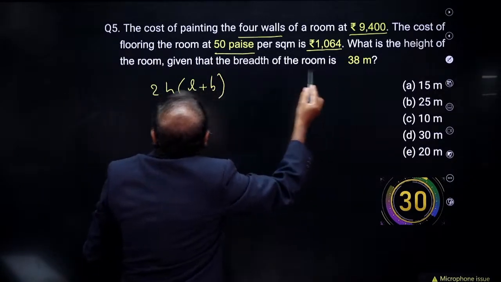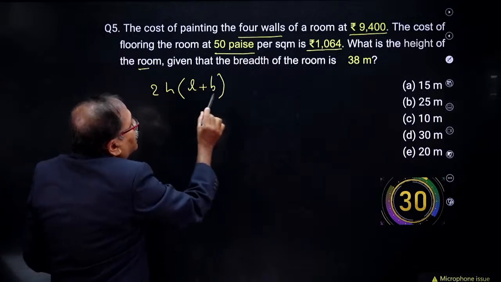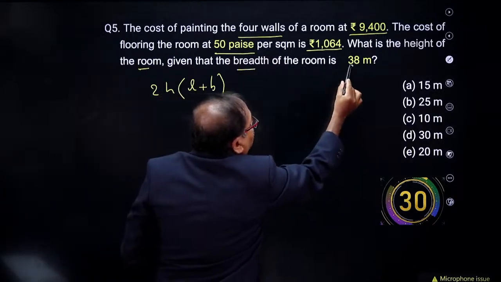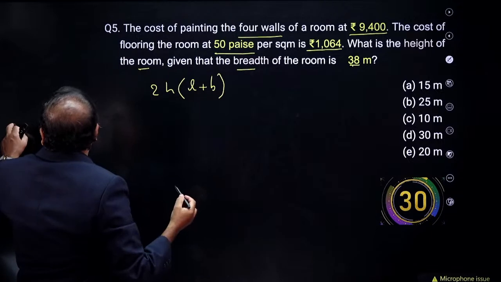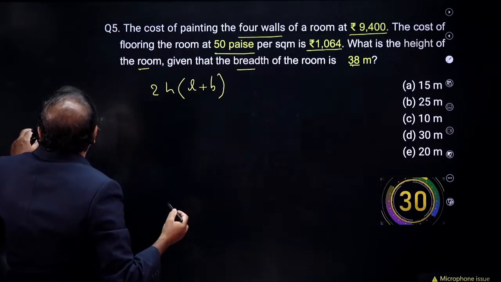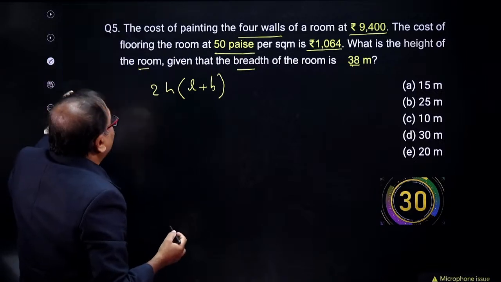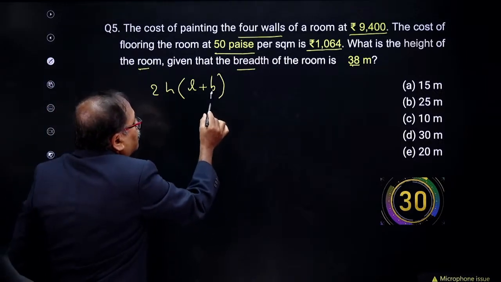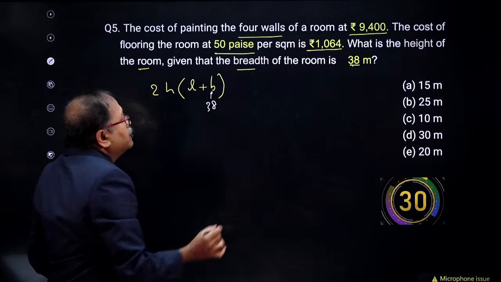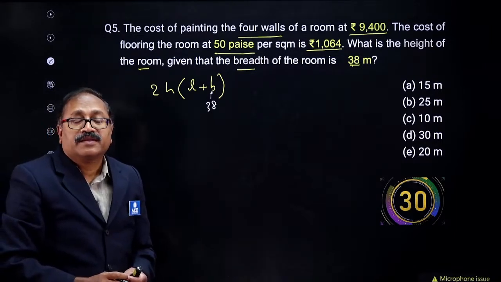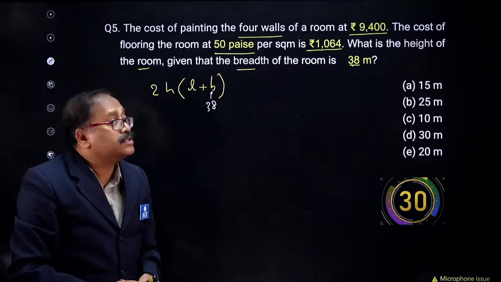Now what is the height of the room, given that the breadth is 38? We already have this breadth, and it is given to us as 38. Yes, my friends, can we answer the question?